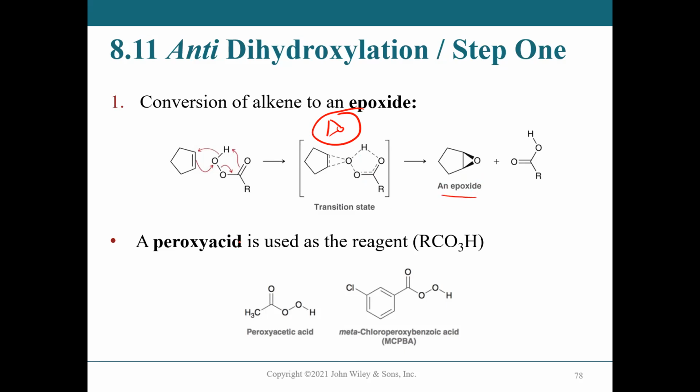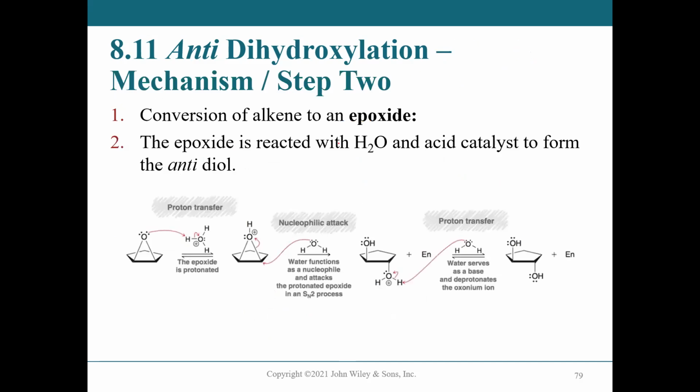And then a peroxy acid is used as a reagent to convert the alkene to an epoxide. Here we have a proton transfer, a nucleophilic attack, and then another proton transfer on the oxonium ion right here. So this is your oxonium ion. We have another proton transfer and we add the two OH groups, so we add the two alcohol groups.